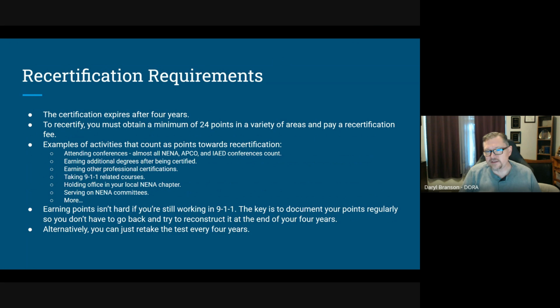Alternatively, you can just retake the test every 4 years. Most people choose not to do that because taking the test is kind of stressful. But you can do that if you don't want to track your points. I'm not sure what the price difference is, because there is a cost for taking the test and a cost for recertification. I'm not sure if it costs more to retake the test versus recertifying, but that could be something you might want to look into if that's an issue. But it's not that big of a price difference. I think they're both in the few $100 ranges.